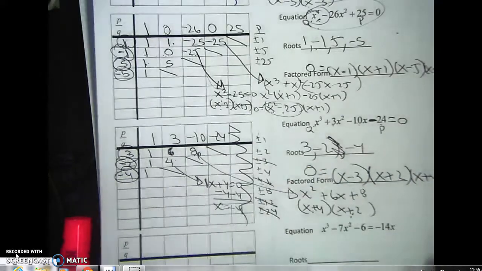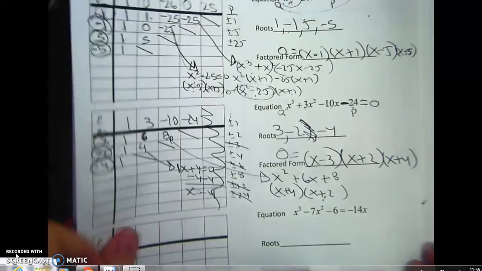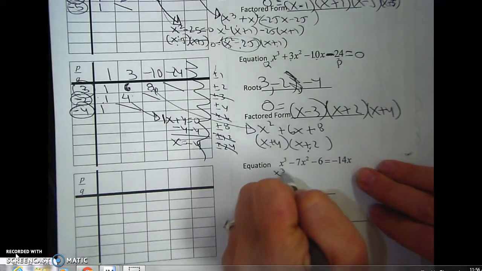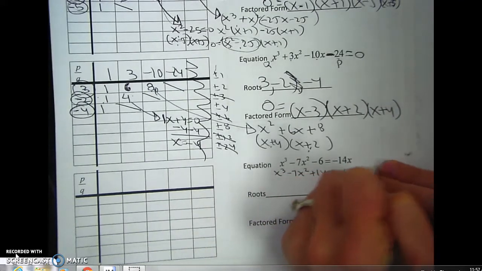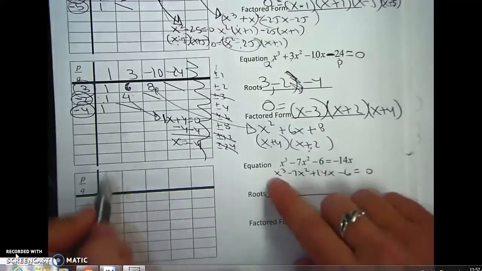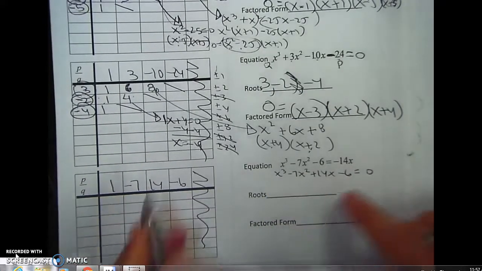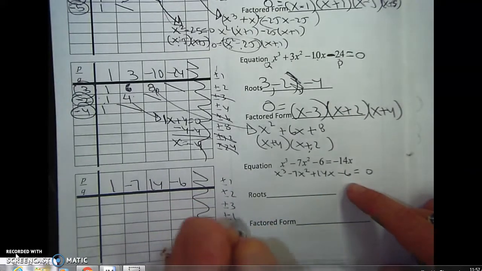Equals 0. Let me show that. Okay. One more. It's got to say equals 0, so I've got to add 14x. The problem is it is not in standard form, so I have to put it in standard form. 1, negative 7, 14, negative 6. Possibilities: plus or minus 1, plus or minus 2, plus or minus 3, plus or minus 6.